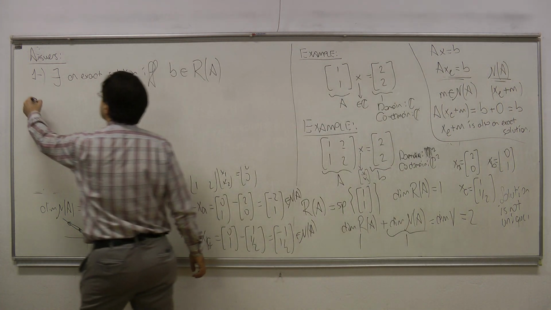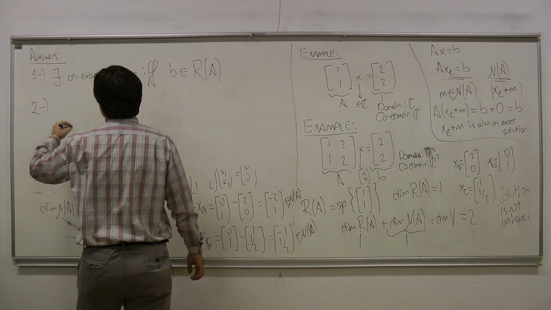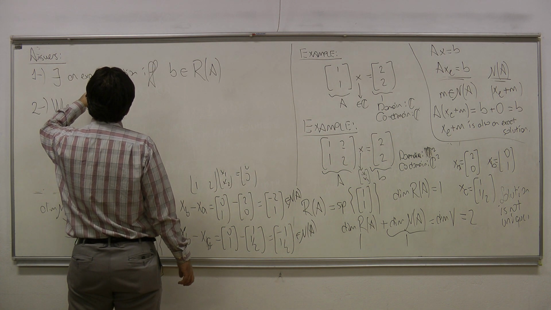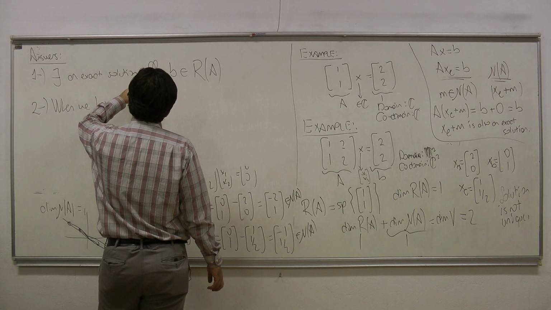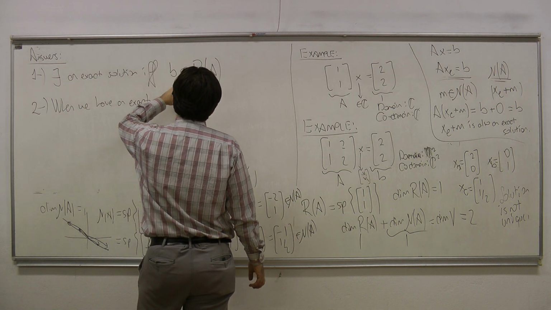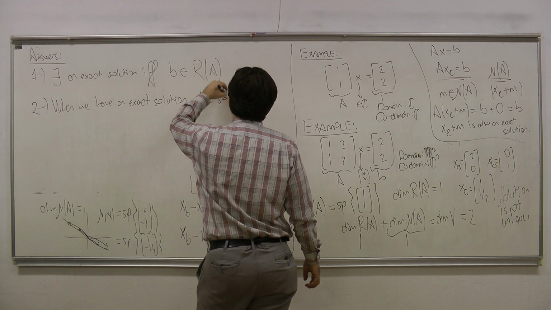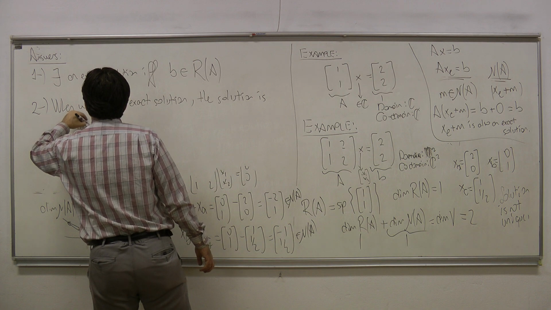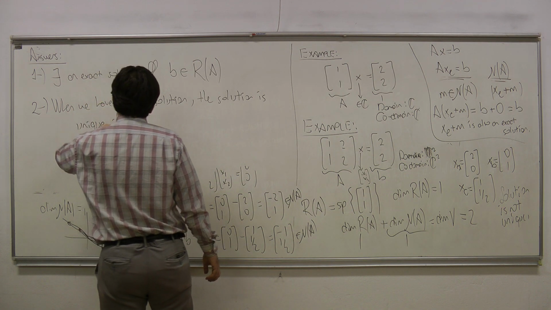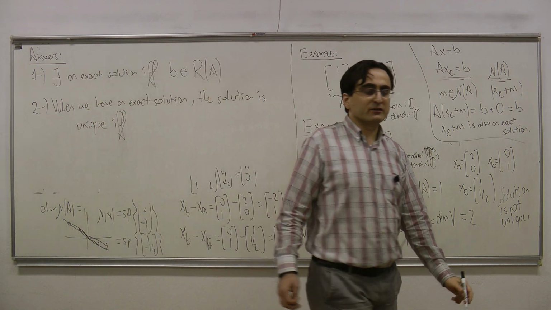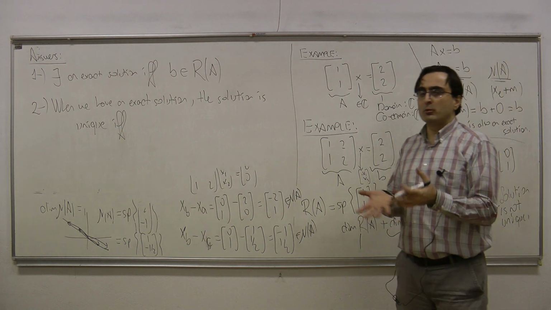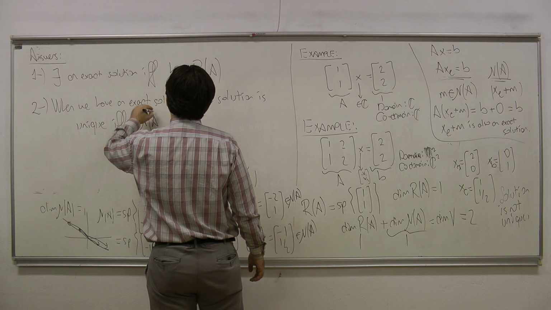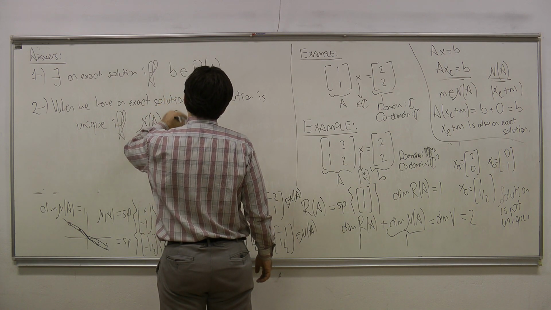And the answer to the second question: when we have an exact solution, the solution is unique if and only if the null space of A is composed of only the zero vector. There is uniqueness if the null space of A is composed of the zero vector.